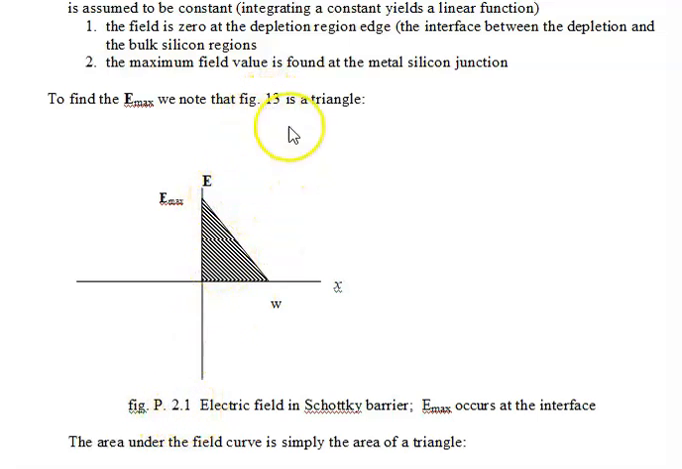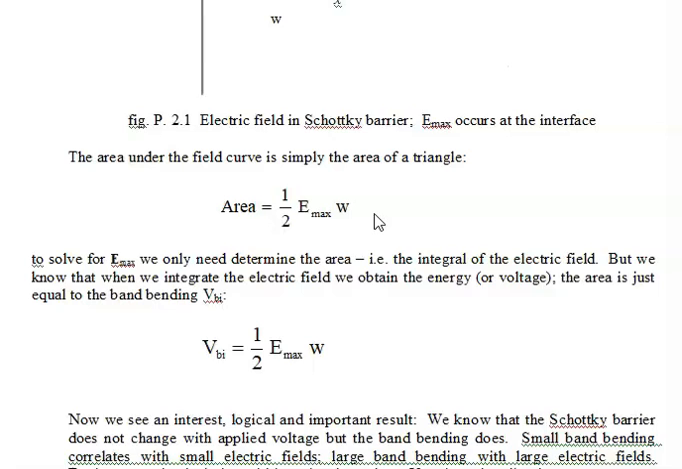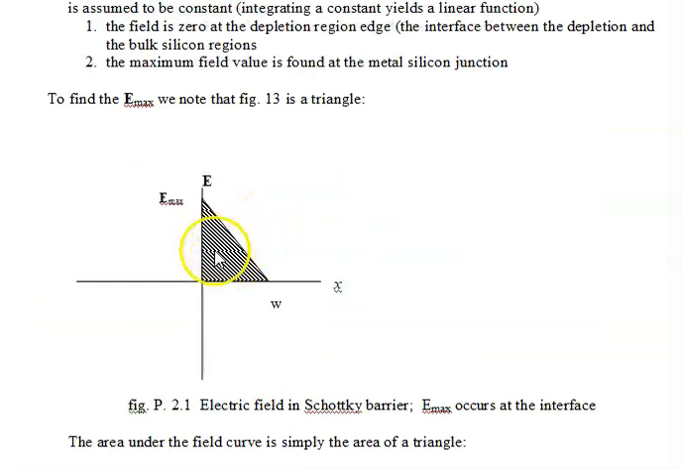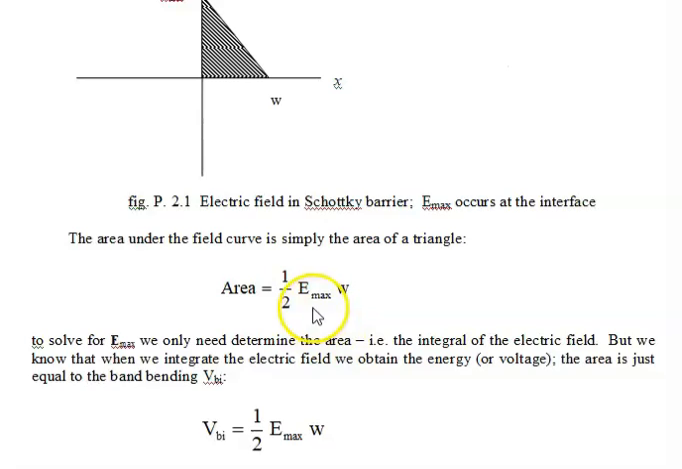Okay, so this should actually be P2.1. It's a triangle, and the area under the triangle is going to be equal to the applied voltage. So that's a big deal. The area of a triangle is equal to 1/2 the height times the base. So once we find E max, we can find the area and we can find VBI under different conditions.